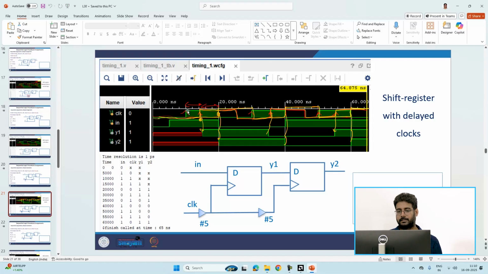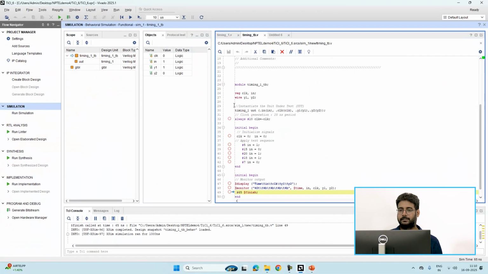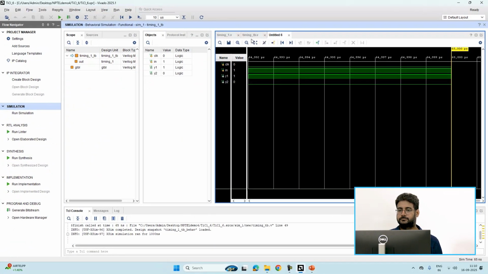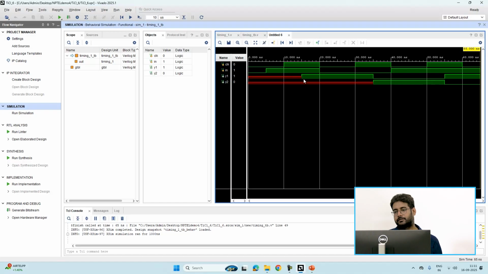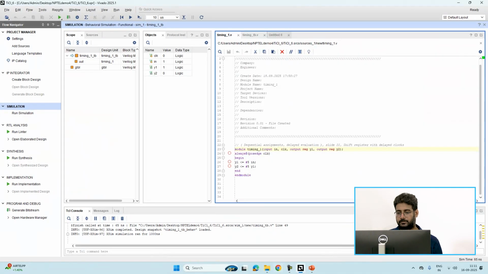10 units. Okay, so the output is shifted like this. It is just as if it is responding to a clock shifted by 5 time units, and as if this D flip-flop is responding to a clock that is shifted by 10 time units. So we are getting the same output here. It's a shift register with delayed clocks. See, is it the same code?